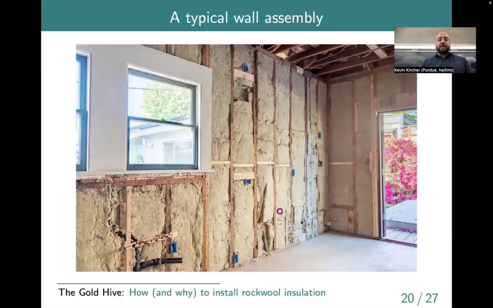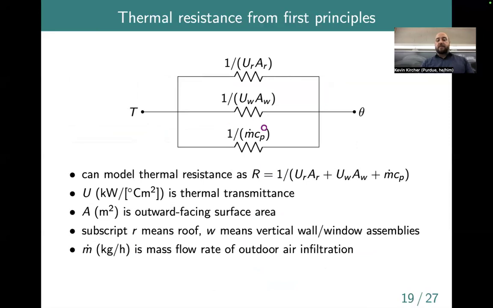And that's what shows up here in the expression for this resistance. So we've talked about how to specify all the U's, all the A's, and how to find the m dot. c_p is something we can just look up. So with all of those things, we can estimate the overall thermal resistance between the indoor and the outdoor air as 1 over the sum of all these things. And that just comes from the formula that you probably learned in a circuits class at some point, or in an E&M class, for the overall resistance of 3 resistors in parallel.